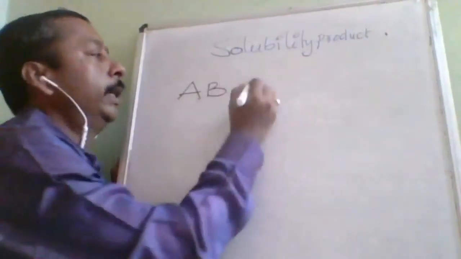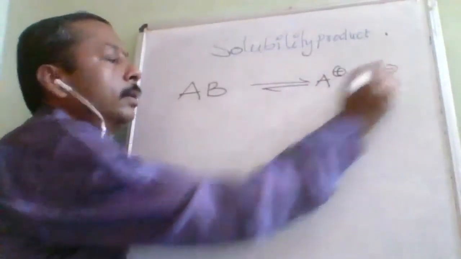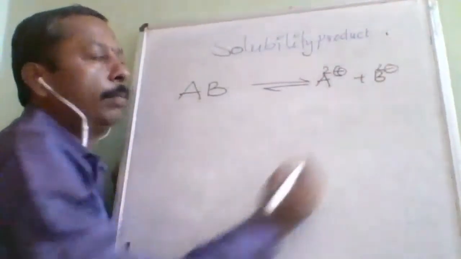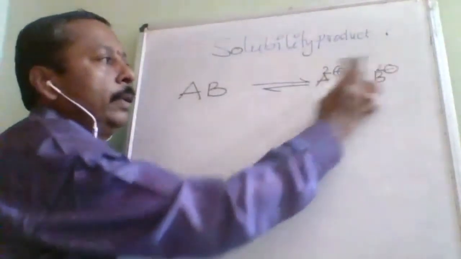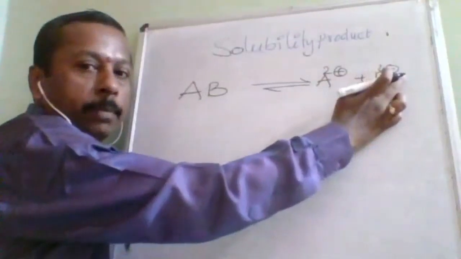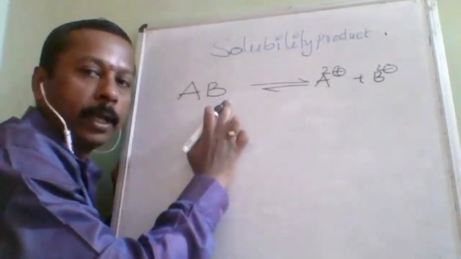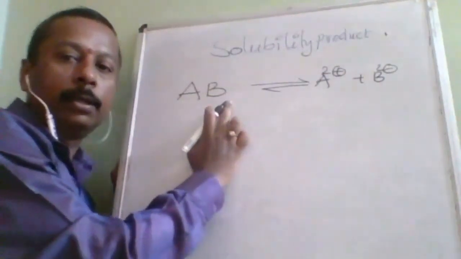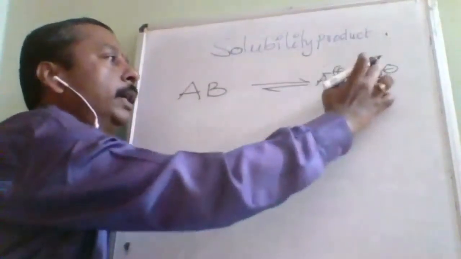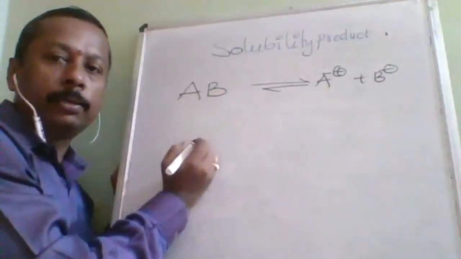Okay, so AB reversible, A plus and B minus. It can be A plus and B minus, also A 2 plus and B 2 minus. Likewise, this power will change, but their total magnitude should be the same, like 3 plus and 3 minus, because it is a binary solid. In a binary solid, the oxidation number on the cation will be equal to the oxidation number on the anion. Now I am taking 1 plus and 1 minus. So it is reversible. That means it is not completely soluble.